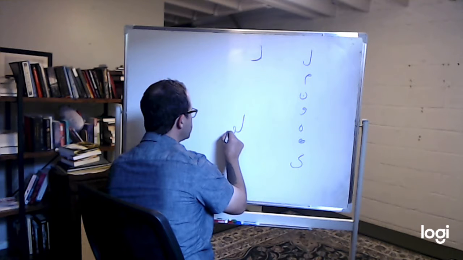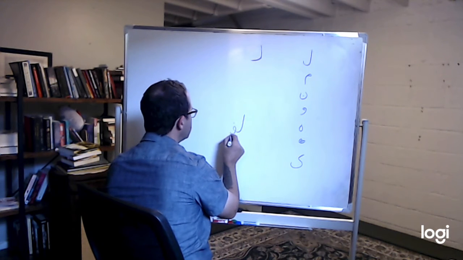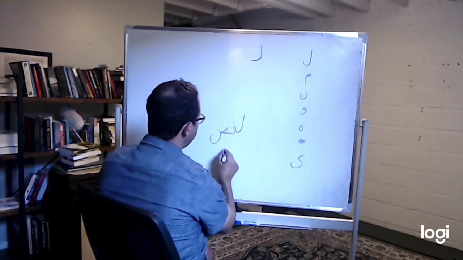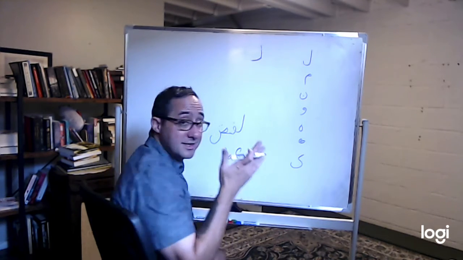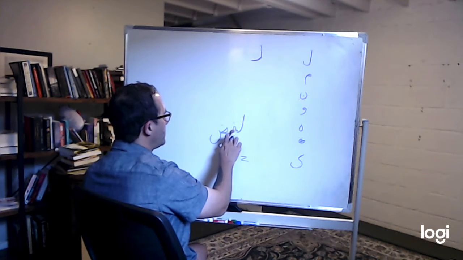I think lufs is like this. But it might be this, the swad one. Lufs. That means letters, like letters of the alphabet. Here's the L going into the fa.